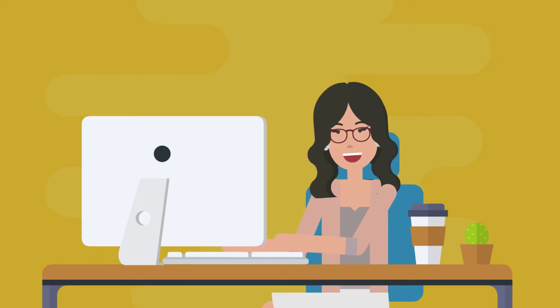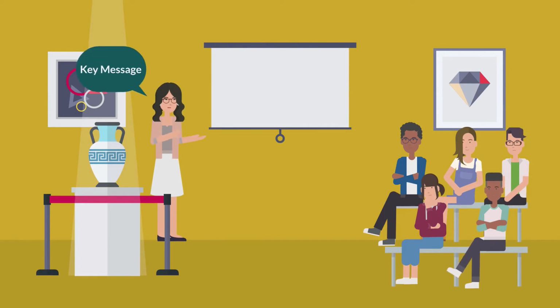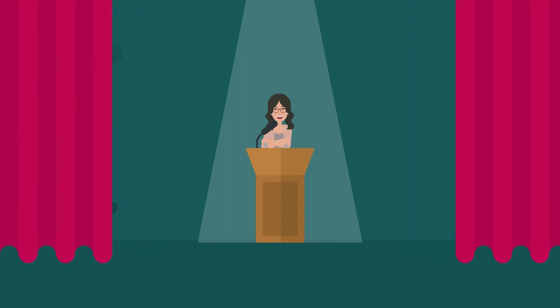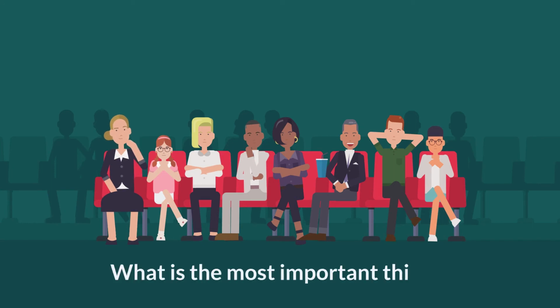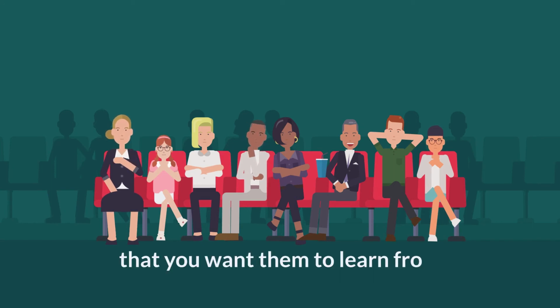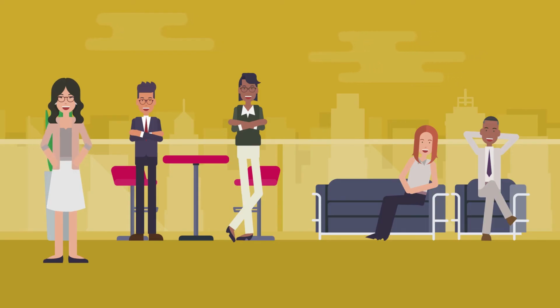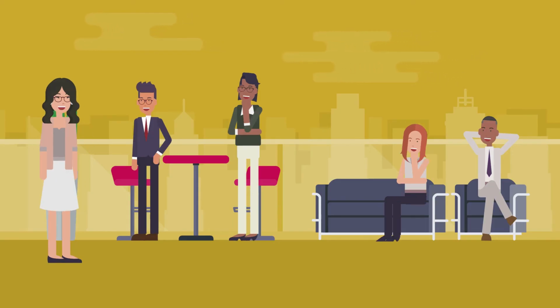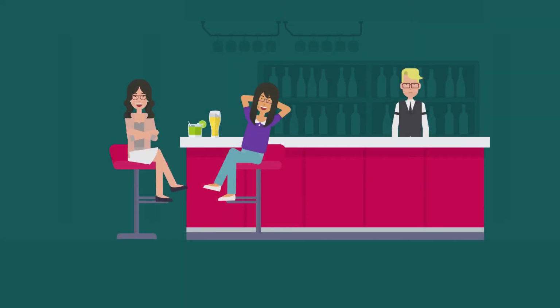Once you have found your key message, make sure you hammer it home. Repetition is vital. Now, imagine yourself at your next public engagement event. Picture your audience. What is the most important thing that you want them to learn from your interaction? Now that you have outlined your key message, try it out and test it on your friends, family members, people you meet at the bar.